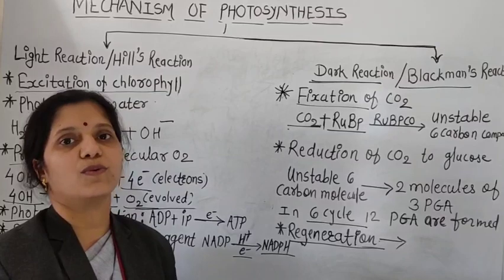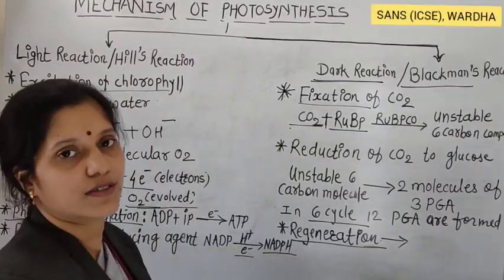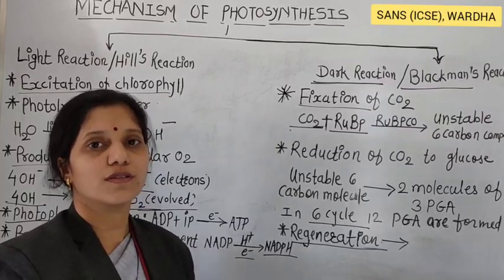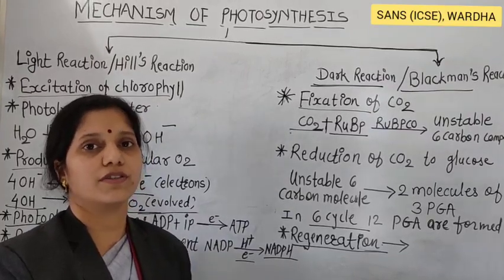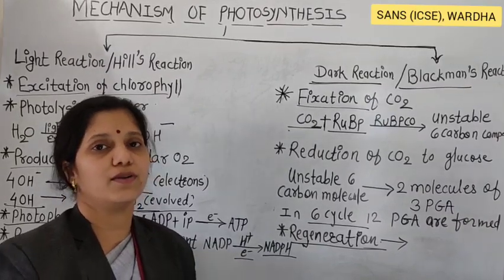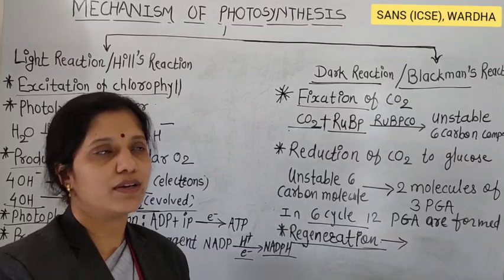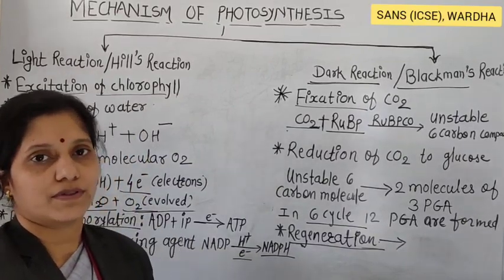Anthony National School, Wardha. Today's topic is mechanism of photosynthesis. As we know, photosynthesis is the process by which plants prepare their food in the presence of sunlight and chlorophyll with the help of CO2 and water. Today we are going to learn how it happens.